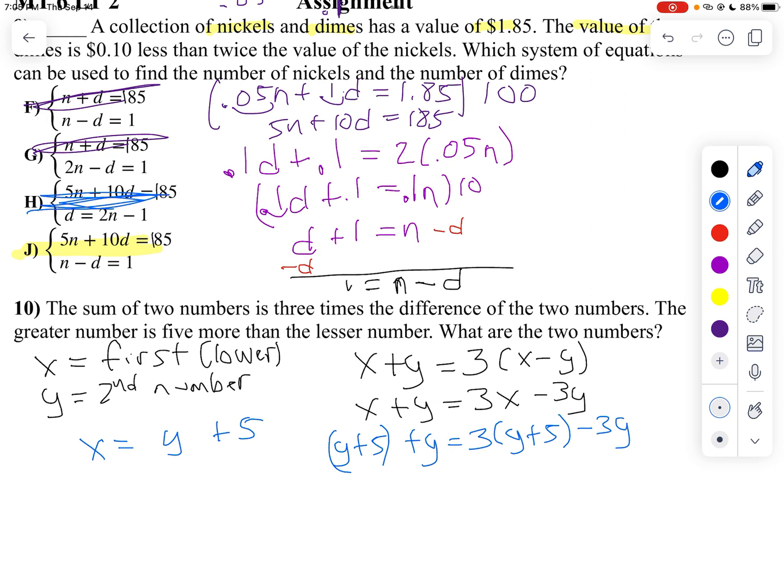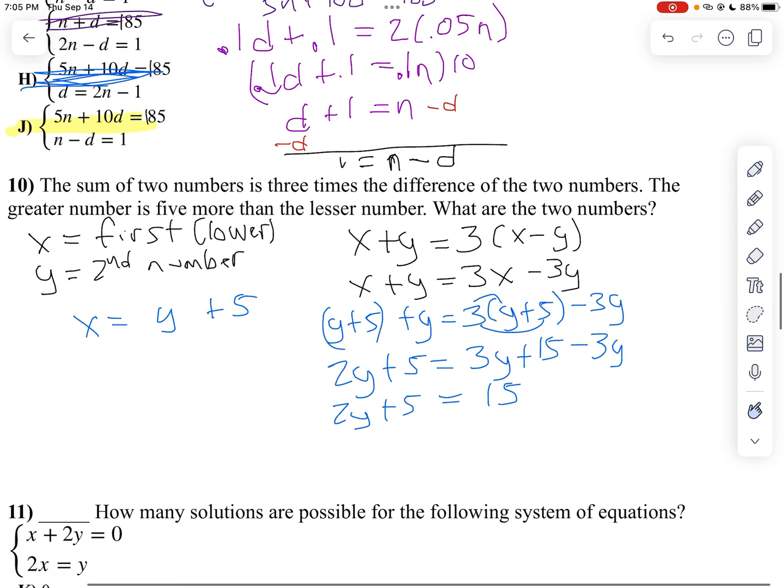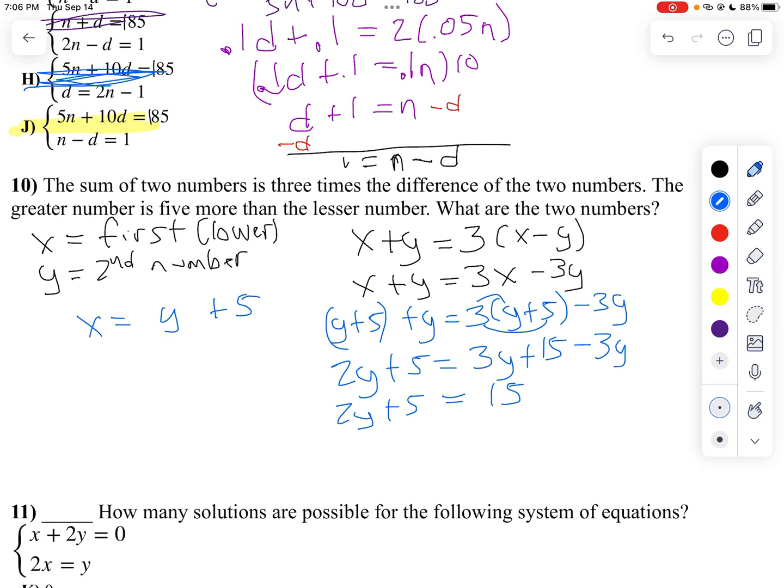Wow, we got a lot going on here, don't we? Well, let's simplify the left side. The left side is going to be 2x plus 5. The right side, I'm going to distribute. I'm going to get 3x plus 15 minus 3x. Well, that simplifies to 15, doesn't it? Because 3x minus 3x is 0. So 2x plus 5 equals 15. And now I'm just going to solve for x. So I'm going to minus 5 from both sides.